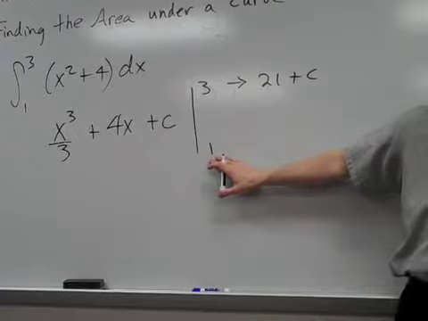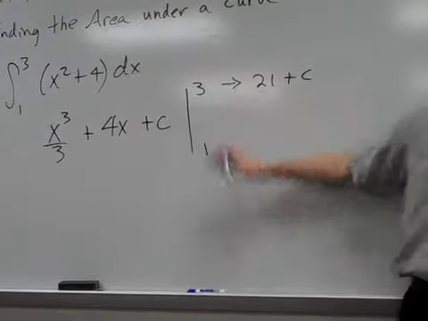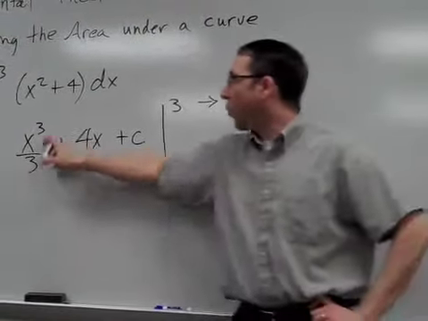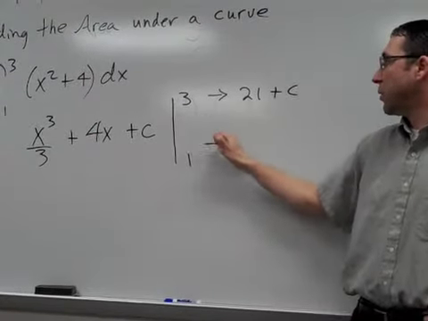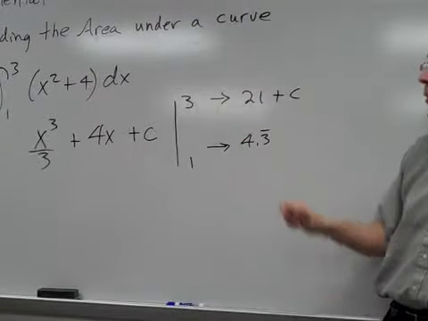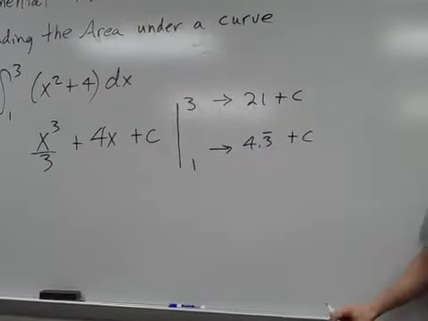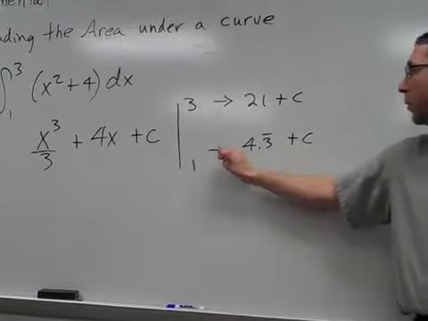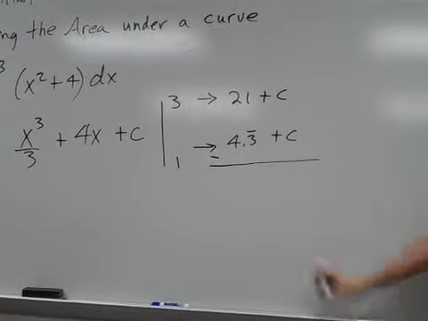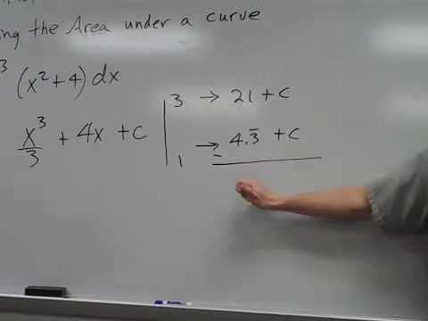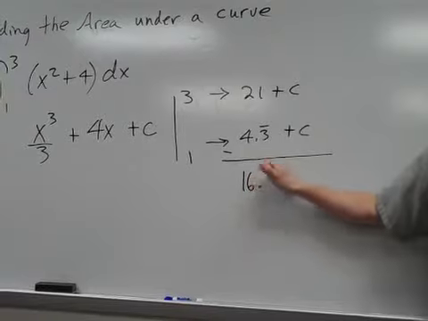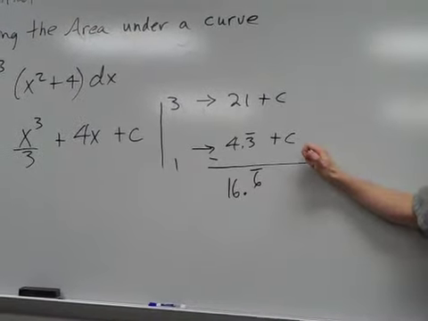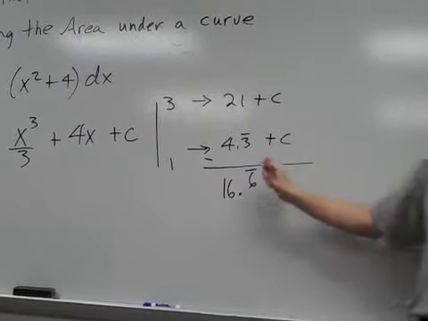Then it's the 1's turn. The 1 is called the lower bound. What's the 3 called? The upper bound, right? So plug 1 into this, and you get 1/3 plus 4, which is 4 1/3 plus C. And then once you go that far, you just subtract the 2. So use the calculator to help you with some of the arithmetic if you need to. 21 take away 4 1/3 would be 16 2/3, right? C minus C, nothing. The C's disappear, which is a good thing.